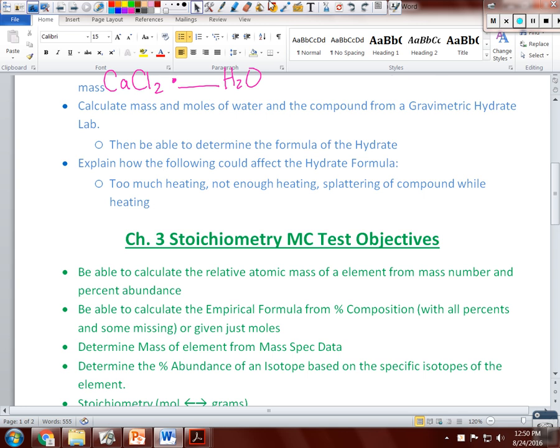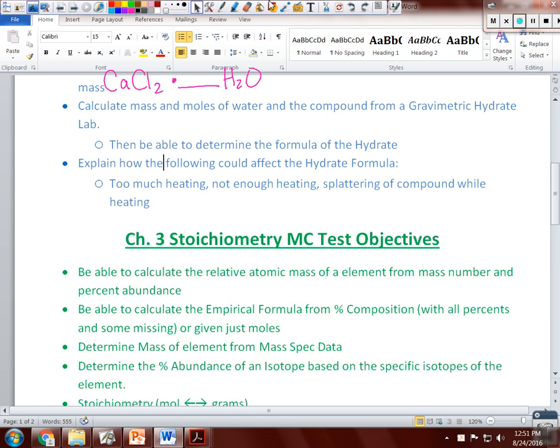You could overheat. You could break it down. You could decompose the compound. Would that then decrease your moles of the anhydrate? Yes. Okay. Next one. Well, if you impact the moles of the anhydrate, does that affect your moles of water? Yes, or the number of water.